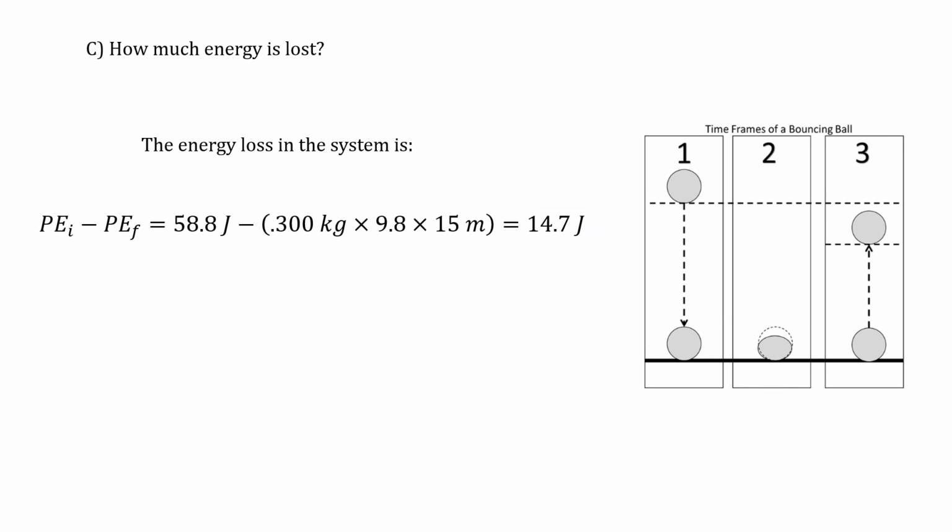And then we want to know how much energy is lost. Like I said, we have potential energy here and we have potential energy here. This is our initial potential energy and this is our final potential energy. So we just take the difference, and that difference is the amount of work that went into compressing the ball, which we lost, and so our lost energy is 14.7 joules. Okay, thank you.